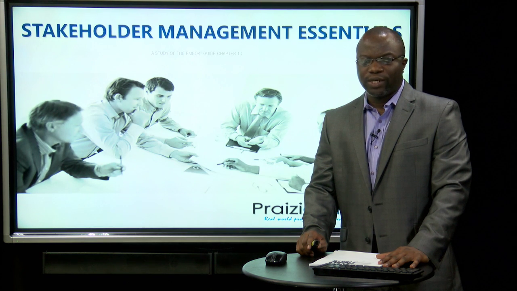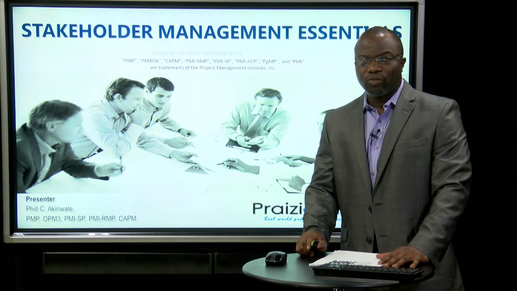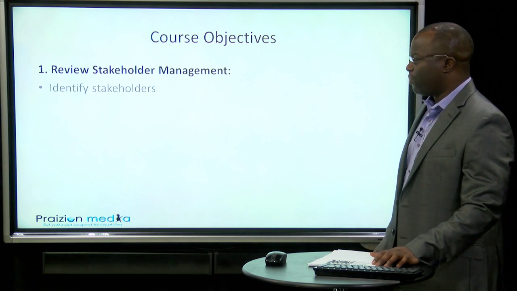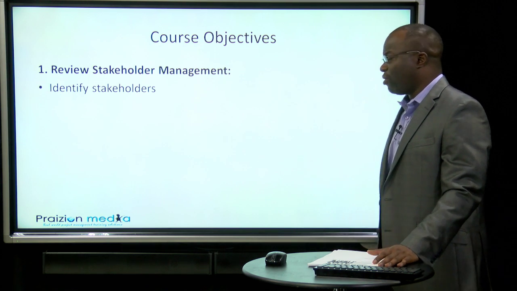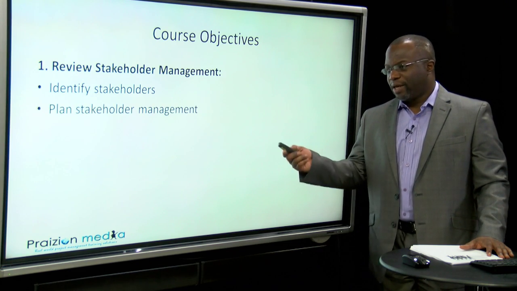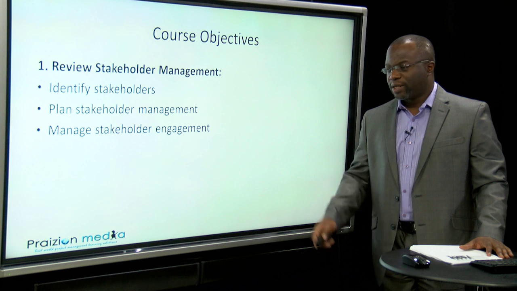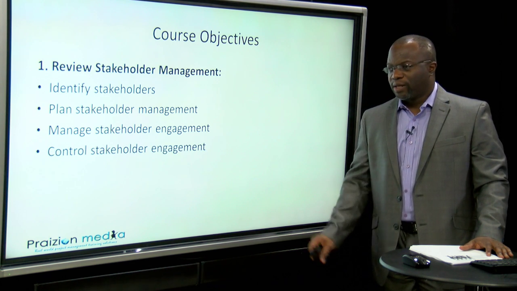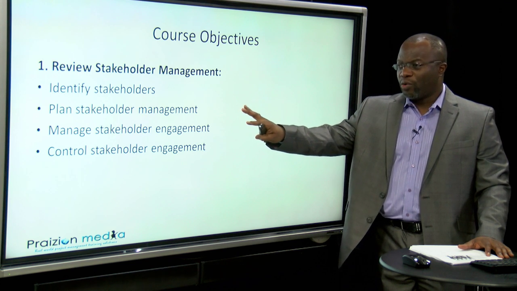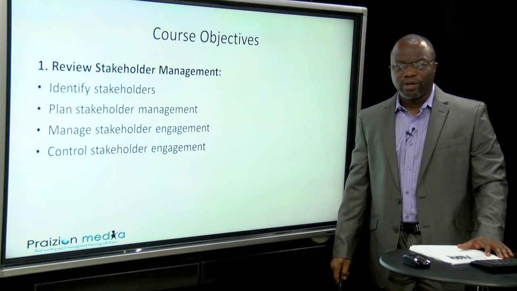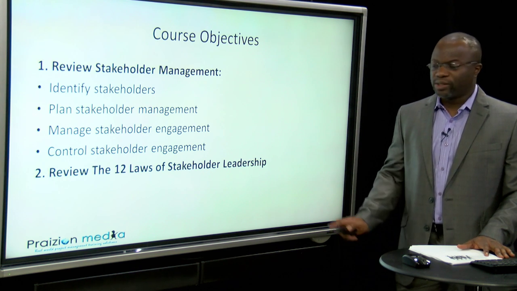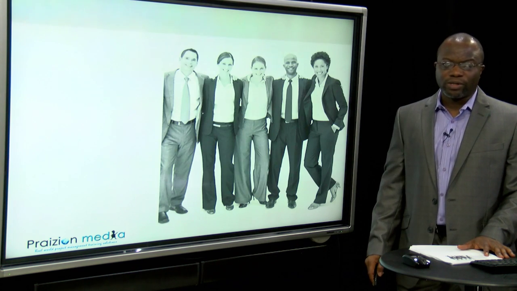Our main objectives in this course are to understand what stakeholder management is, to walk away with a firm understanding. So we'll take a review of stakeholder management from these perspectives: identifying stakeholders, planning stakeholder management, managing stakeholder engagement, and controlling stakeholder engagement. Now, when we get done with these four core processes for stakeholder management, we will dive into the 12 laws of stakeholder leadership based on my book, The 12 Laws of Stakeholder Leadership.